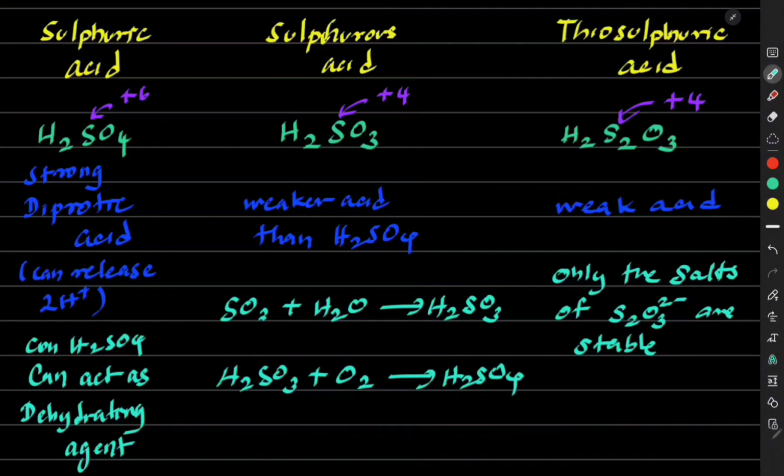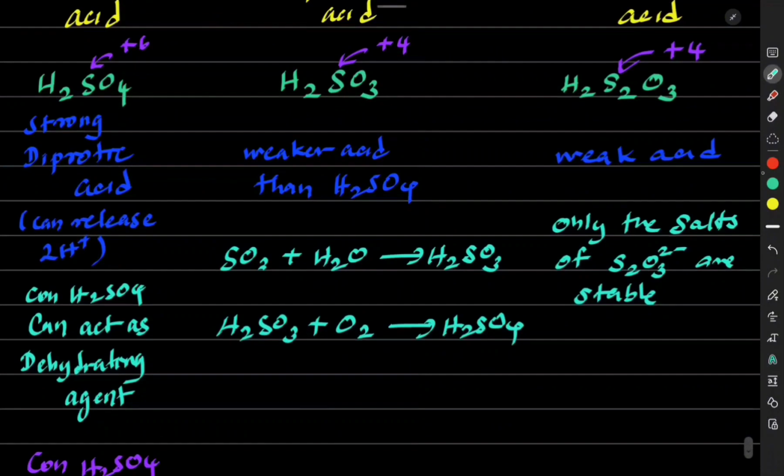Thiosulfuric ion can oxidize as well as reduce. They can act as an oxidizing agent as well as a reducing agent. In aqueous solution, the thiosulfuric acid decomposes. They form solid sulfur, sulfur dioxide, and liquid H2O.